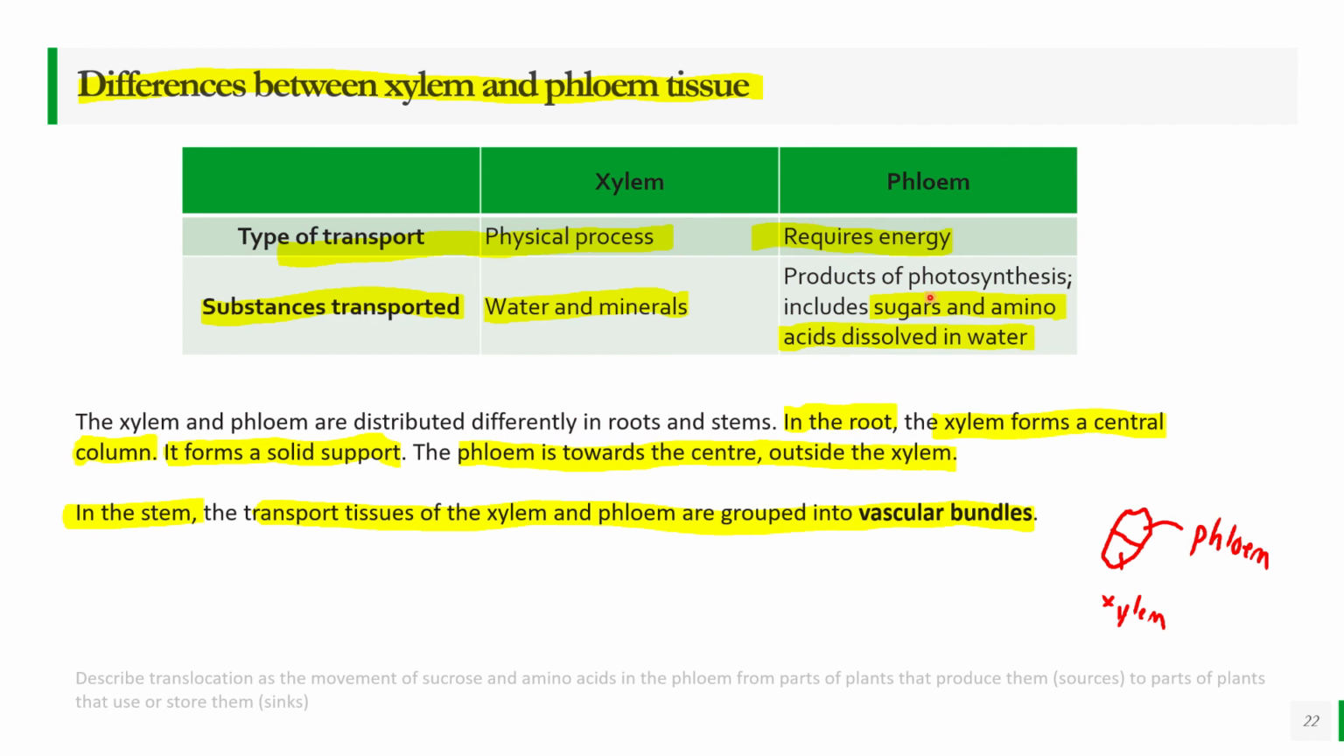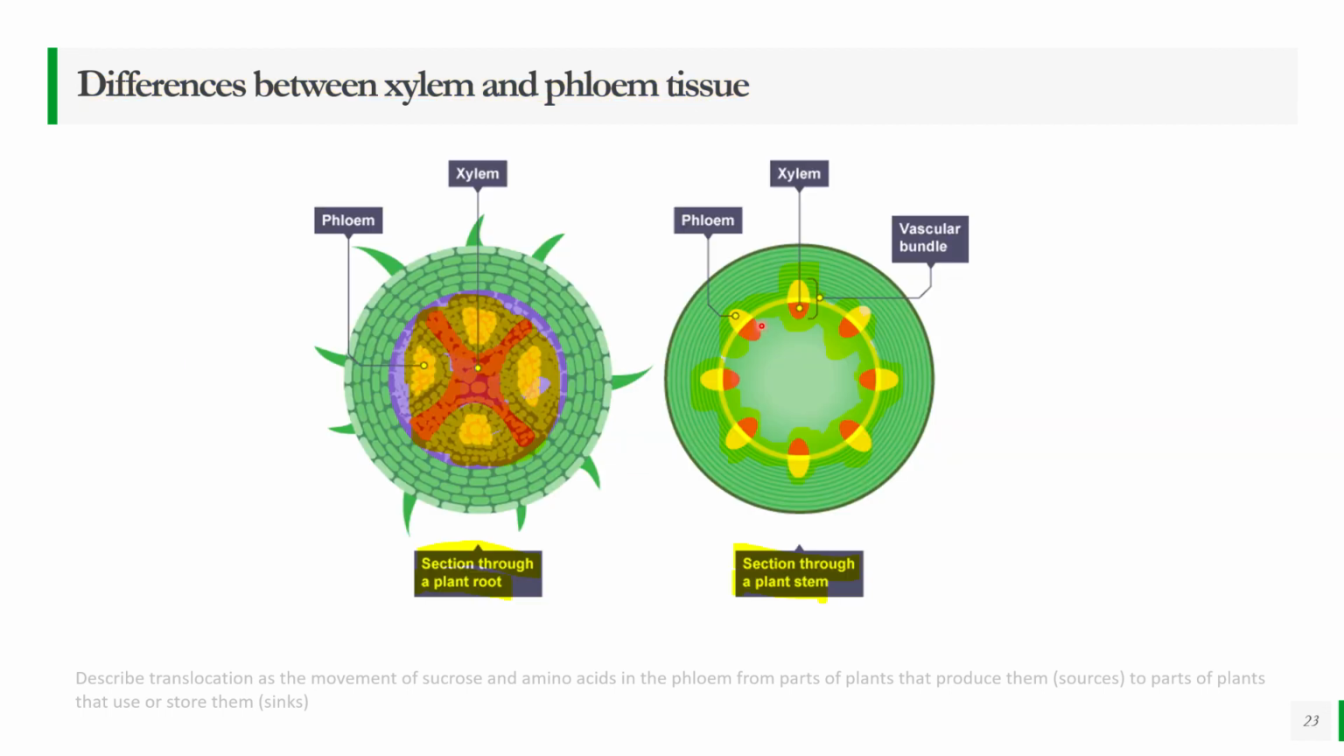Okay, and then in the roots and stems, for roots, xylem is in the core, in the middle, xylem in the middle, phloem will be at the side. Okay, but in stems, it just forms a vascular bundle, as a ring. Okay, and that part outside is phloem, the part inside will be xylem.